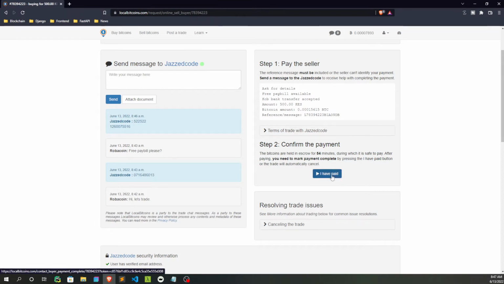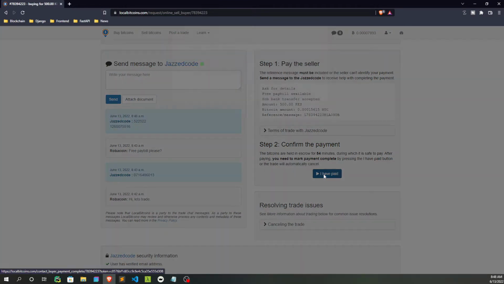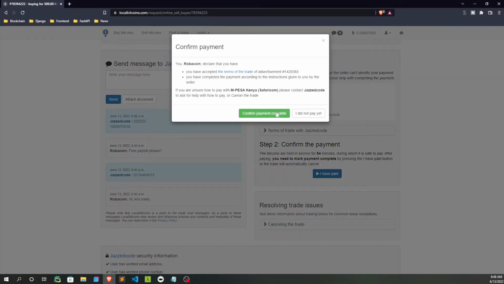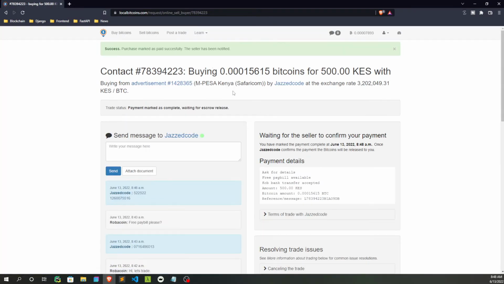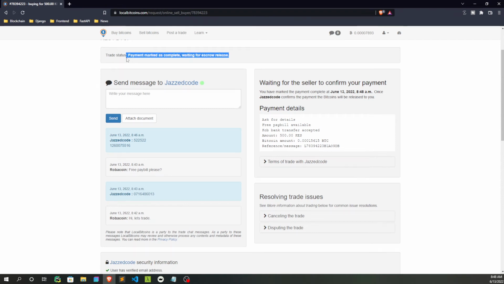Remember, as I told you before, if you don't and time runs out, the bitcoins will go back to the seller, and that's how you lose money. So once you made the payment, it's successful, you click I have paid, and you confirm yes, you've done the payment. Now the trade is marked as paid. Now we are waiting for the seller to release. You can write your message, for example, paid.